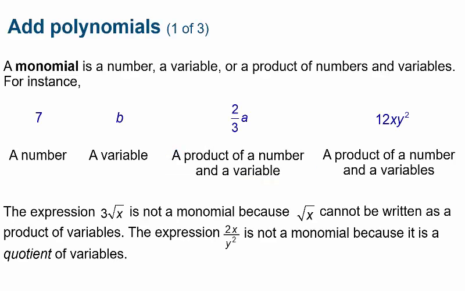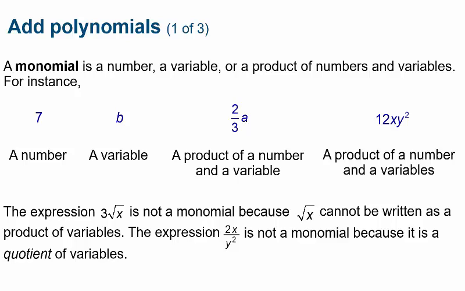The first thing I want to do is describe a specific type of polynomial, and that's what's called a monomial. A monomial is a number, variable, or product of numbers and variables. So there's no addition or subtraction in it. For instance, the number 7 is a monomial, a variable like the letter b, or any product, like 2/3 a, or even 12x times y squared.